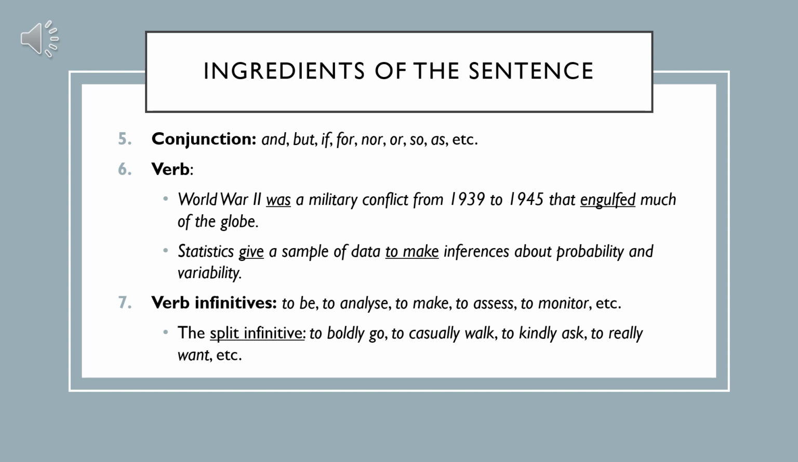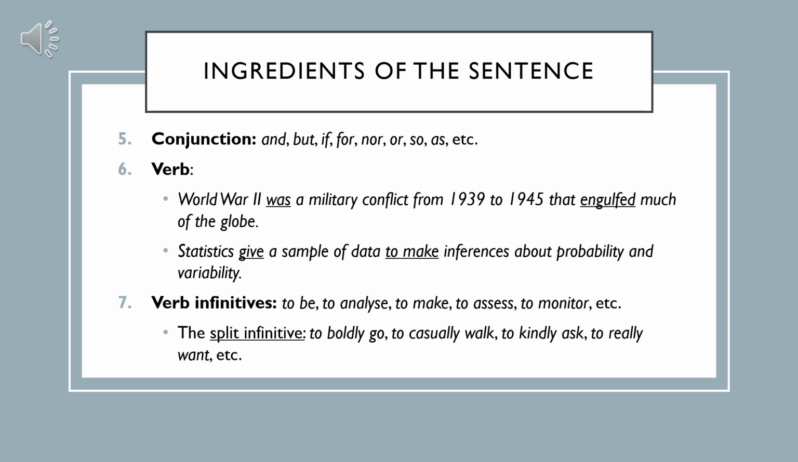statistics give a sample of data to make inferences about probability and variability. The word give is the present tense version of the verb to give, and to make is what we call a verb infinitive, which we'll look at shortly. For the moment, all you need to remember is that verbs give us action in sentences, and in doing so, they provide a commentary on the subject or the noun of the sentence, the person, place, or thing that's doing the action or having the action done to them.